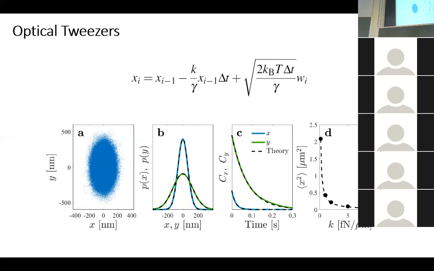Or proportional to, let's say, e to minus 1/2 k_x x squared divided by k_B T, right? This is the Boltzmann distribution, and it should follow this distribution. And I can verify that. I can also verify the position correlation functions according to their theoretical predictions.